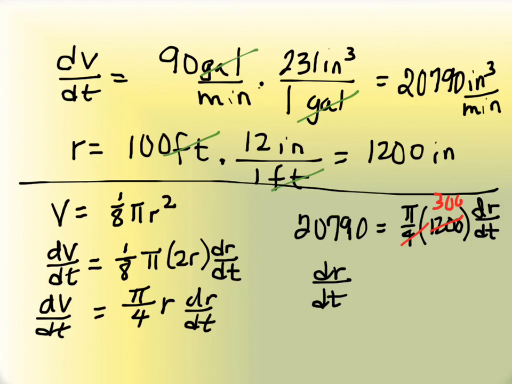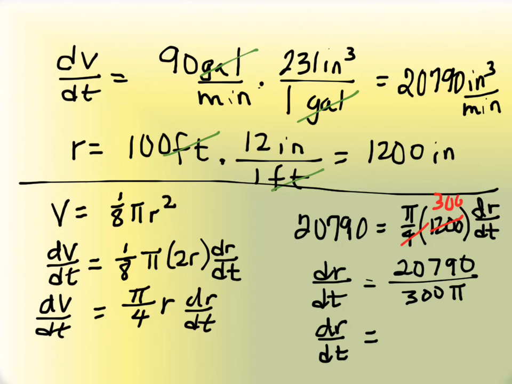is 20,790 divided by 300 times pi. Make sure that the 300 and pi are multiplied together before you do the division. Okay. What do I get for dr/dt? 22.06. Say it again for me. 22.06 inches per minute.